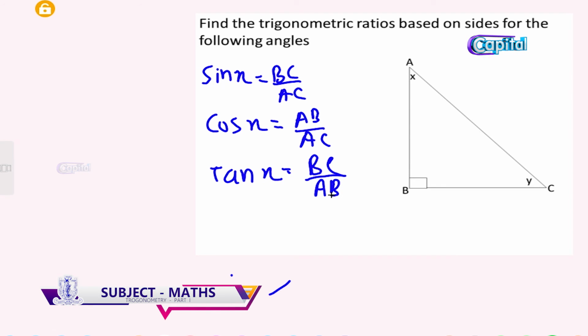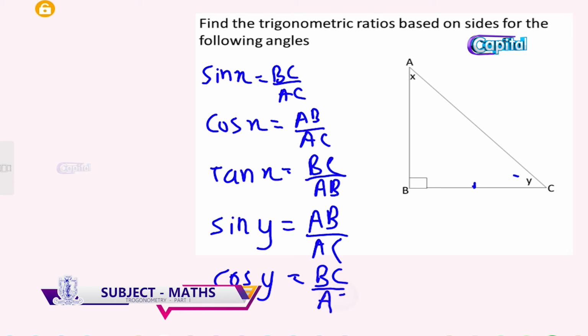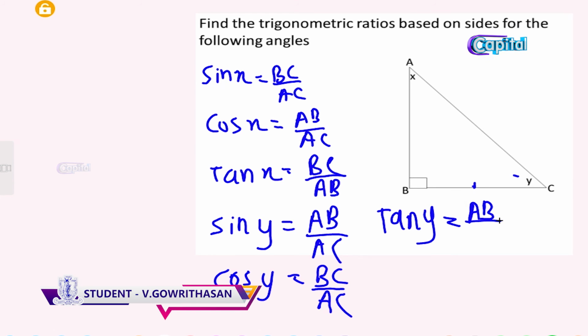Now write the trigonometric functions for the angle y. Sin y is equal to opposite side by hypotenuse. The opposite side of the angle y is AB and the hypotenuse is AC. Now write cos for the angle y. Cos y is equal to adjacent side by hypotenuse. Adjacent side of this angle y is BC and the hypotenuse AC. BC by AC. Then write the tan value of y. Tan means opposite side by adjacent side. Opposite side is AB and the adjacent side BC.